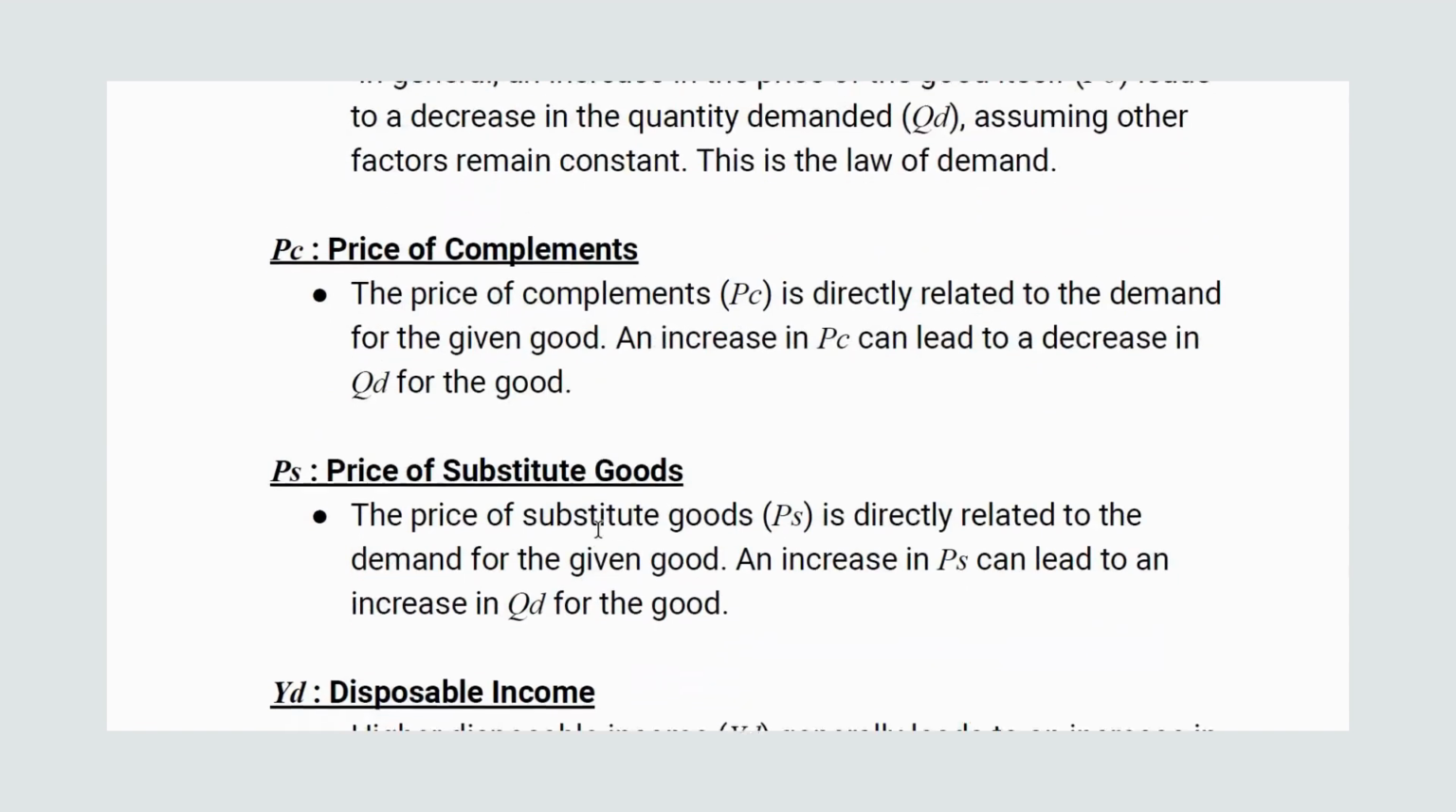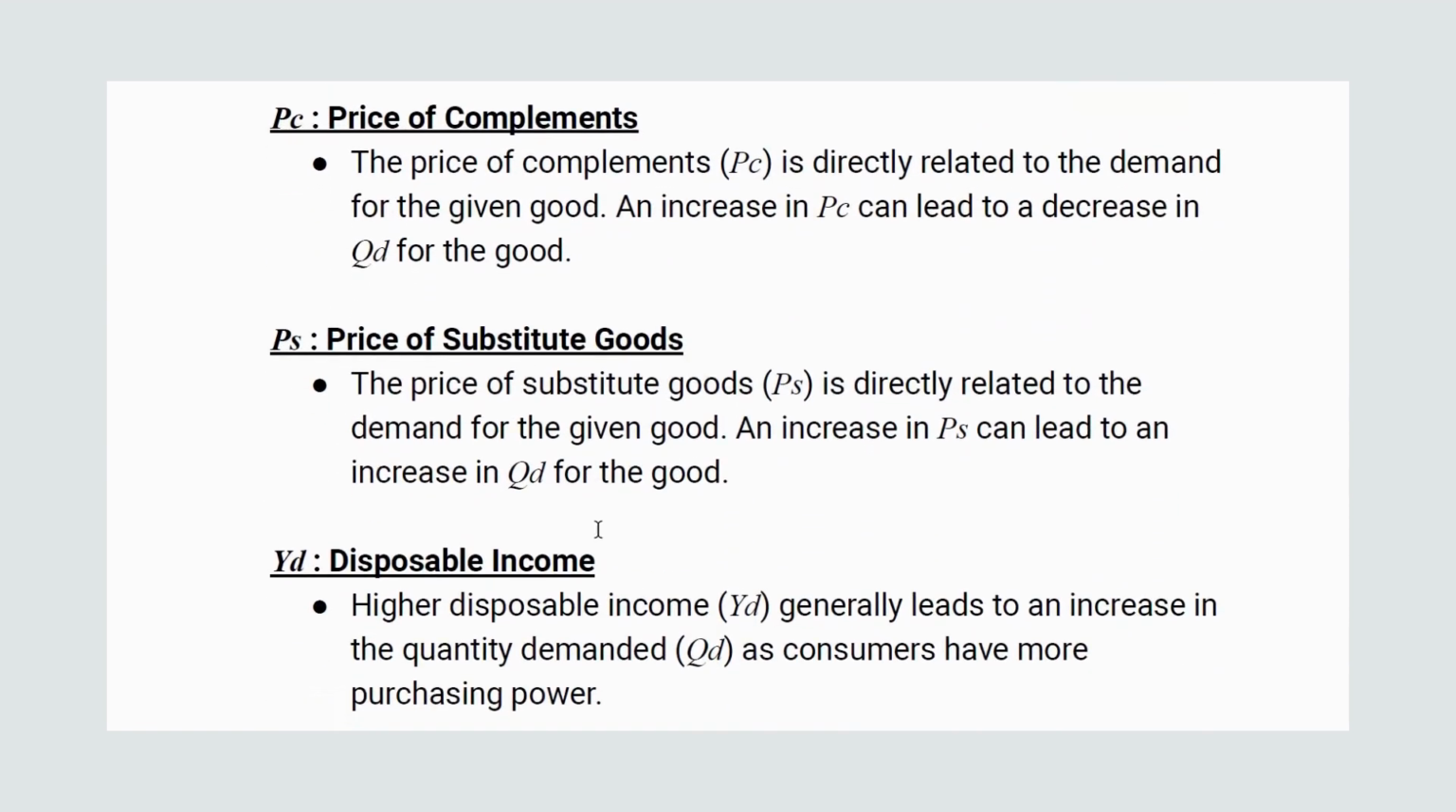Then the next variable is price of complements. The price of complements has a direct relation to the demand for the given good. An increase in the price of a complement can lead to a decrease in the quantity demanded for the good. And one more thing is the price of substitute goods. If the price of a substitute good increases, that leads to an increase in the quantity demanded of the good.